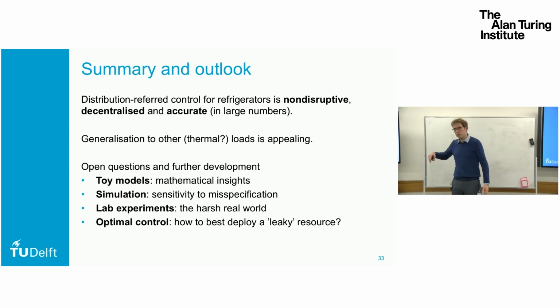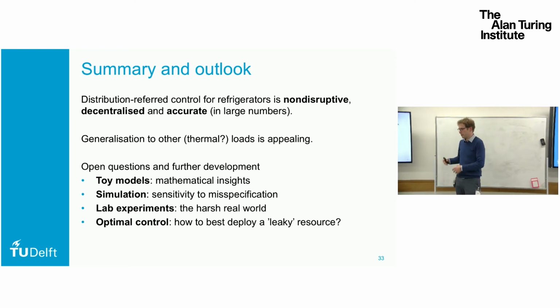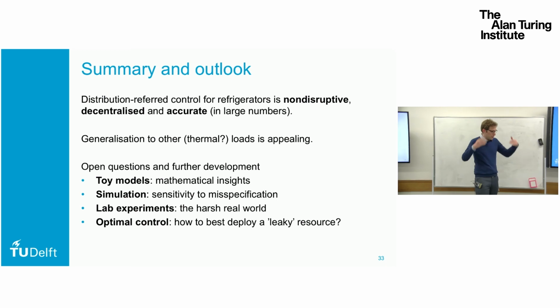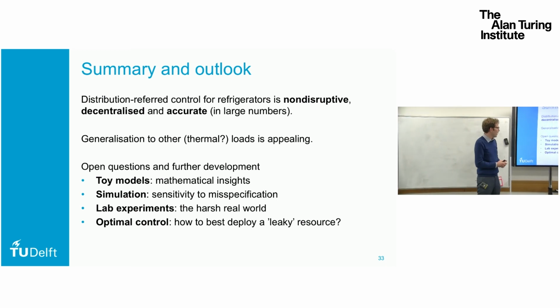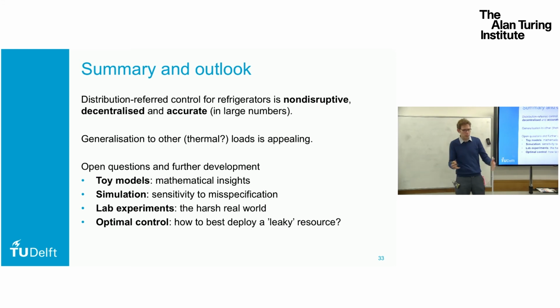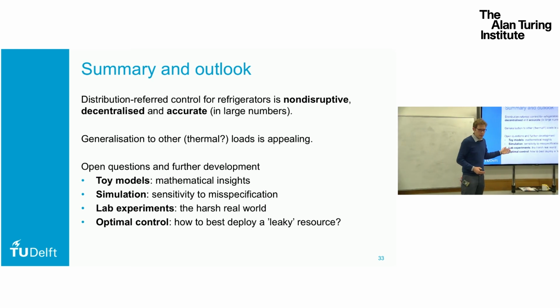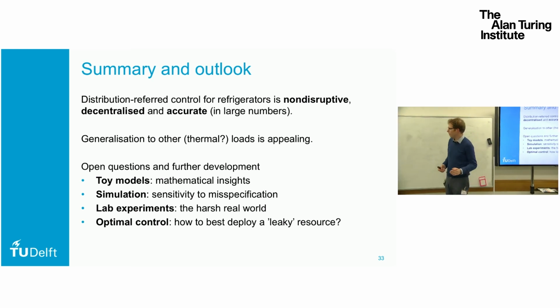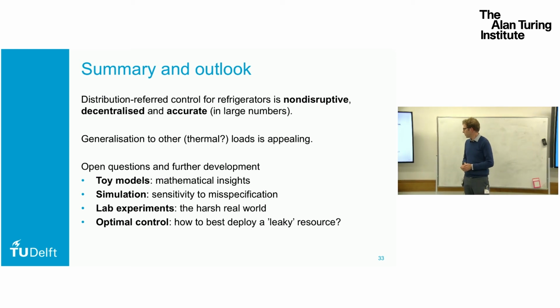So these toy models, I think, are really nice to get some mathematical insight. That goes over my head and my capabilities. We're also developing simulations to look at sensitivities to misspecification, right? So what if a fridge thinks it has one model and it actually has another model? You get interesting things. So this all depends on some truth being out there and being correct. We do these lab experiments to meet the harsh real world in hard ways.